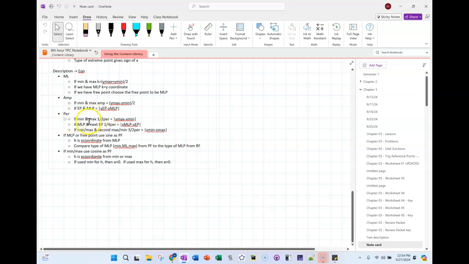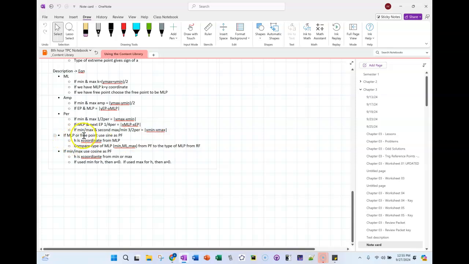To find the period, if I have a min and a max, I know 1/2 period is the absolute value of the distance between those x-coordinates. If I have a midline point and then the next extreme point, so a midline point and a max or a midline point and a min, then I know a quarter period is the difference in those x-coordinates. And if I have a min or a max and then the second min or max after that, that's going to be 1.5 periods, the difference in the x-coordinates.